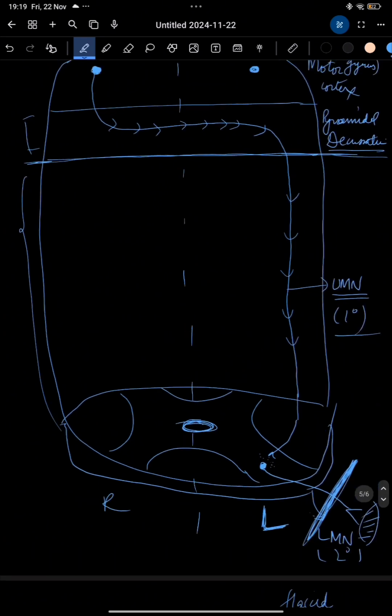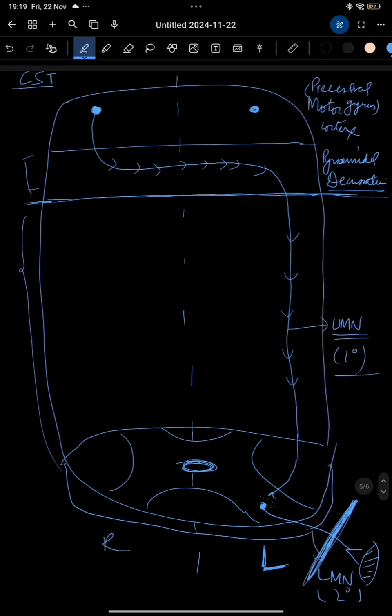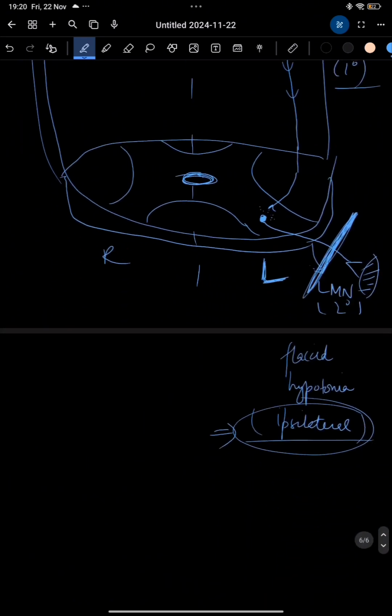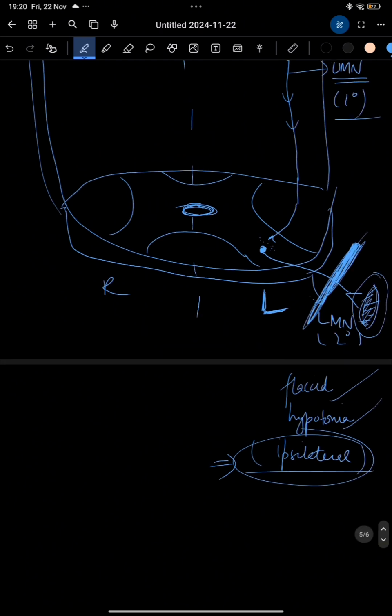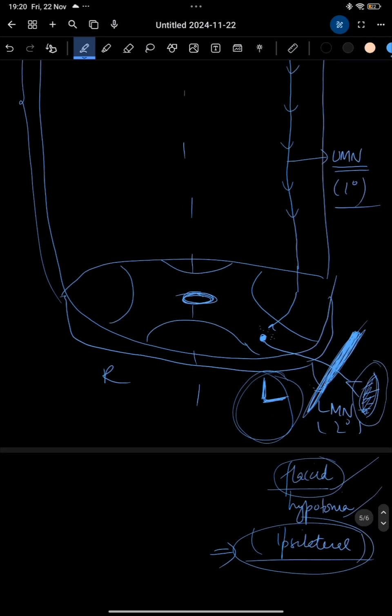Now what happens when the upper motor neuron is damaged? Before that, I must again reiterate that when there is a lesion in this element, then the function of this muscle is lost. So only this part of the muscle will show flaccidity and hypotonia, and it is only present on the left side. If it is an arm muscle, then left arm flaccidity is present. So we should suspect that the lesion is at the level of this element, that is, in the peripheral nerve.